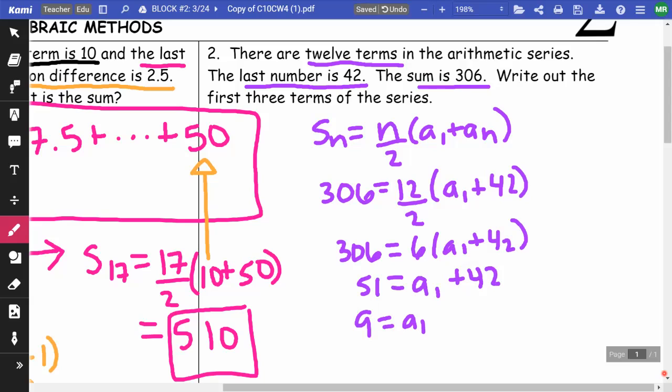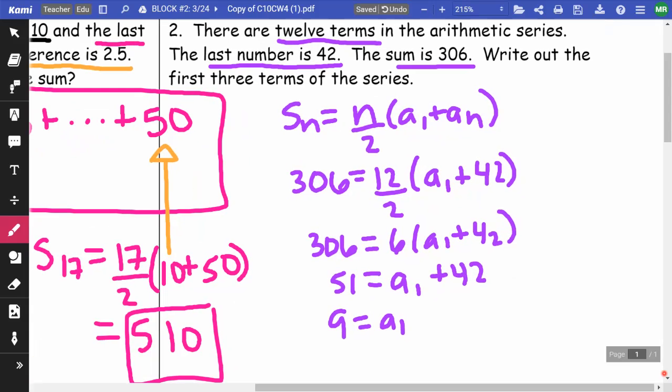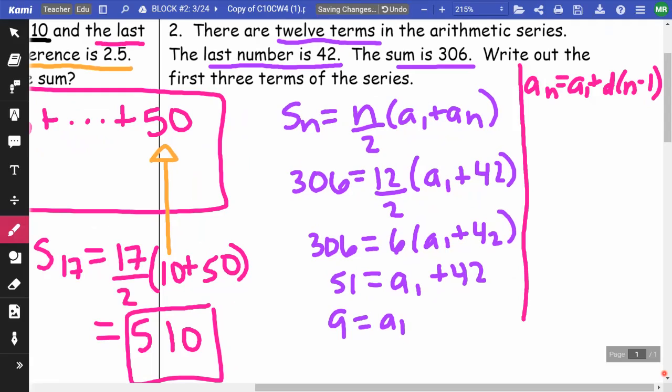So now they want us to write out the first 3 terms. I know my first term now is 9. The only problem is I do not know what my common difference is. So what I'm going to do next, and I'll do that right over here, is I need to find my D. So I'm going to use the formula A sub n is equal to A1 plus D times n minus 1. And so I have, and here I'm just going to scooch all this over a little bit.